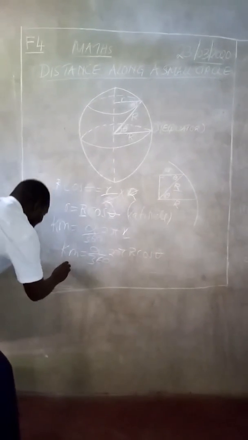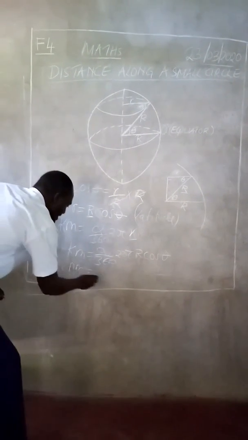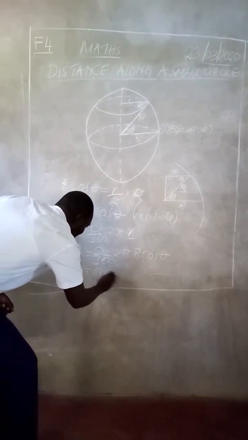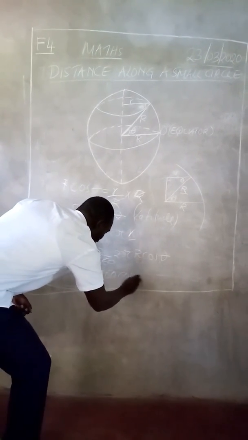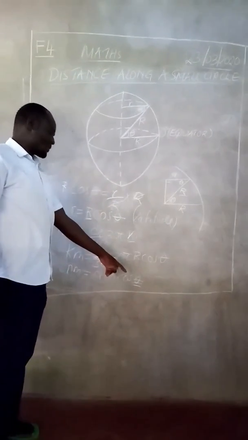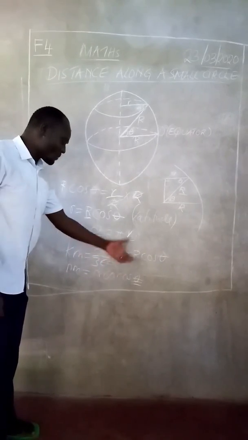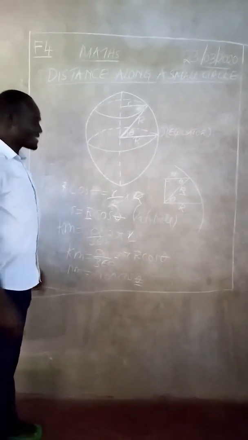And if we want to find distance along a small circle in nautical miles, we shall say alpha multiplied by 60 and then cos theta. And our theta is our latitude. So we are going to apply this in our first example.